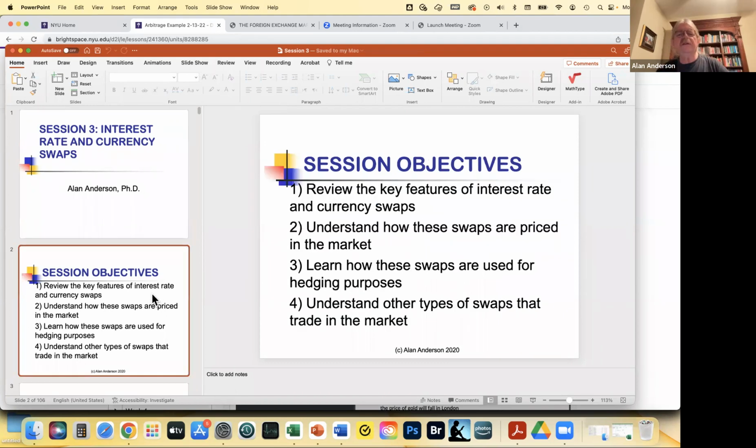So what are we trying to do here? We'll look at their key features. We'll try to understand how they're priced in the market, because every day that goes by, their price changes. Between the two counterparties, the position of one is improving and the other is deteriorating by the same amount. If I'm gaining $1, the counterparty is losing $1 and vice versa. So the price represents the difference between the values of the two positions. We also want to know how they're used for hedging purposes, and what other types of swaps are available in the marketplace.